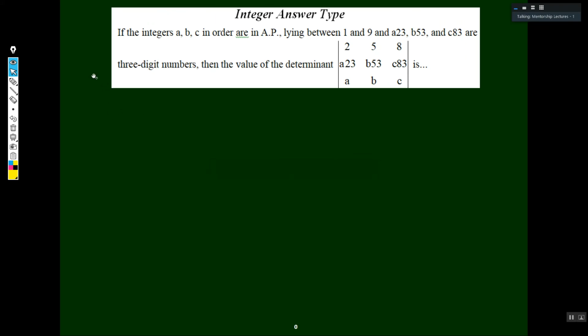Integer type, please. If A, B, C are in AP lying between 1 and 9, and A23, B53, C83 are 3-digit numbers, then the value of the determinant. You can straight away do this. It's an integer type question. If you split it, you'll get the idea. What is that splitting here? Let me write.